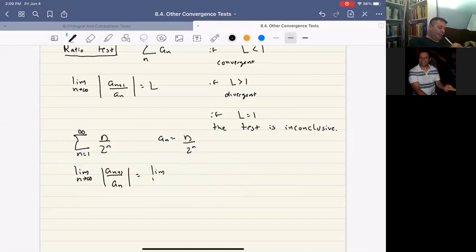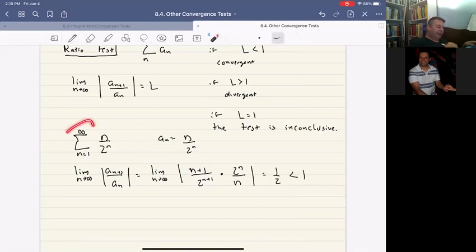the limit as n goes to infinity of n plus 1 over 2 to the n plus 1, times, we flip the other one, 2 to the n over n. So that's going to become 1/2, which is less than 1. So this converges.